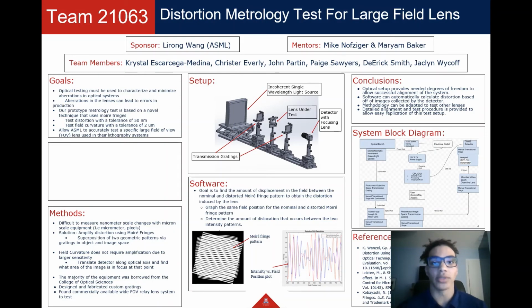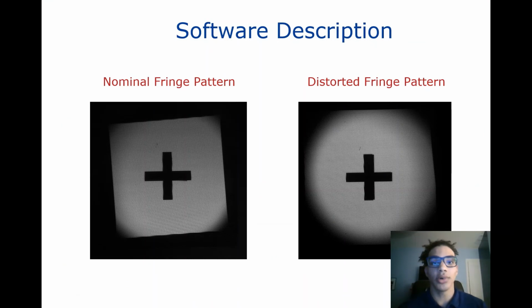Hi, my name is Eric Smith, and I will be going over the methodology behind the software we are using for our project. The software portion of our project is being used to measure the amount of distortion being induced by the lens under test. The system will produce two images.